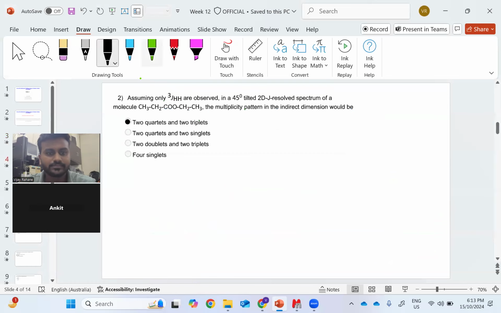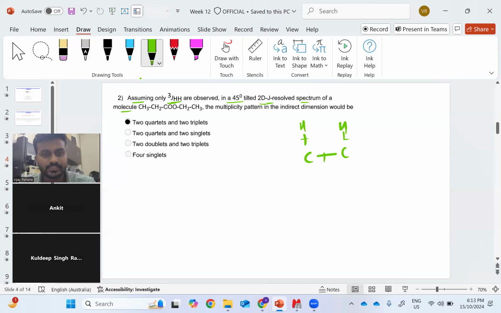In the second question, assuming the J3 coupling, hydrogen-hydrogen coupling, right? If you have carbon-carbon, it's like one, two, three bond coupling. So J3 coupling is observed in a 45-degree tilted 2D J-resolved spectrum of the molecule CH3-CH2-C=O-CH2-CH3. So the multiplicity pattern in the indirect dimension will be, for this one, two quadrates and two triplets is the correct option.